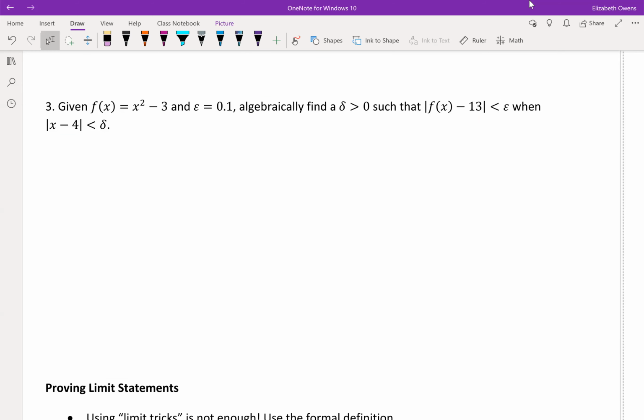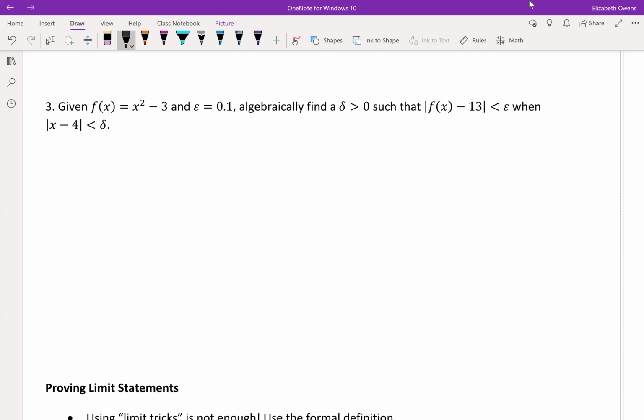Next, we are going to look at how to do this process algebraically rather than using a graph. So, given f of x equals x squared minus 3 and epsilon equals 0.1, algebraically find a delta greater than 0 such that the absolute value of f of x minus 13 is less than epsilon when the absolute value of x minus 4 is less than delta.